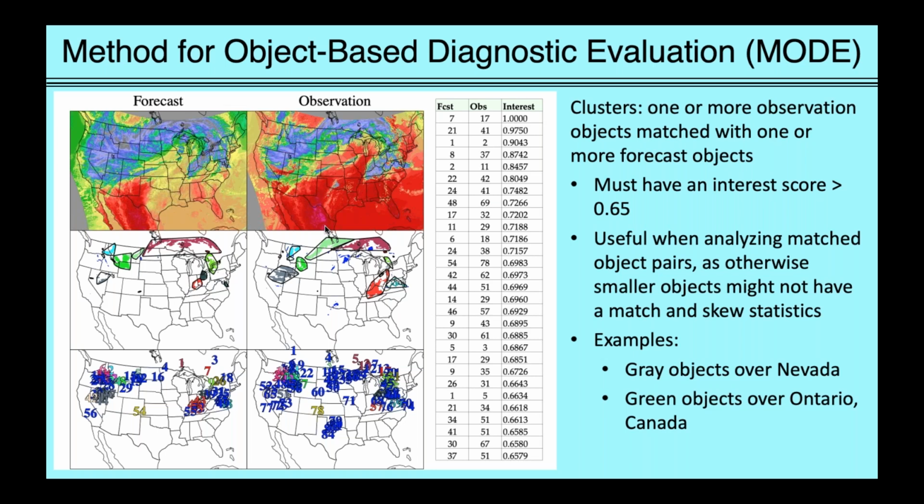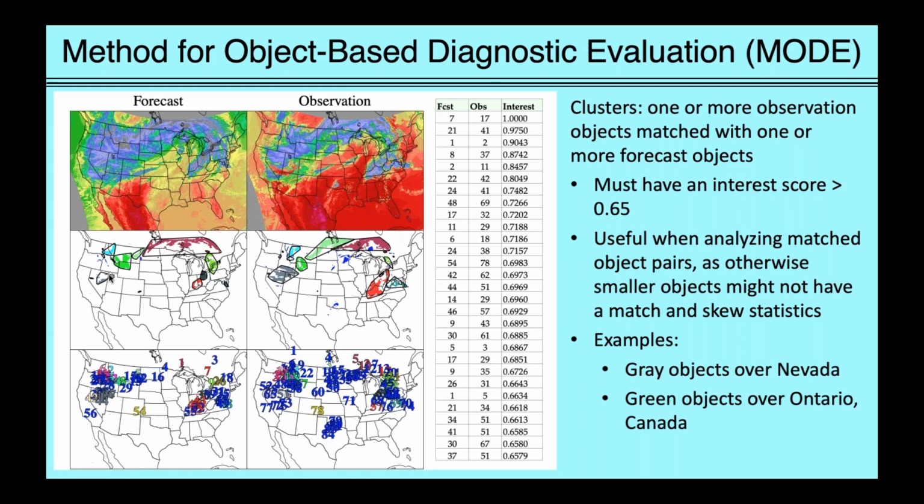If we look at two examples, we have these gray objects over Nevada. You can tell by the outline that MODE is saying that these are a cluster. If we didn't use clusters, some of the smaller objects probably would not have a match, just because the object ratios would be off. Like the object in the northeast part, I don't know if you can see my mouse. Hey, cool. If you can see this, this object probably wouldn't get matched.